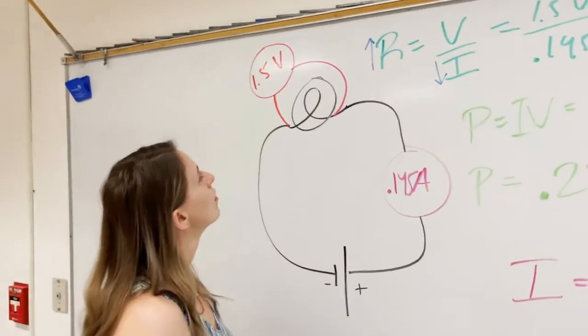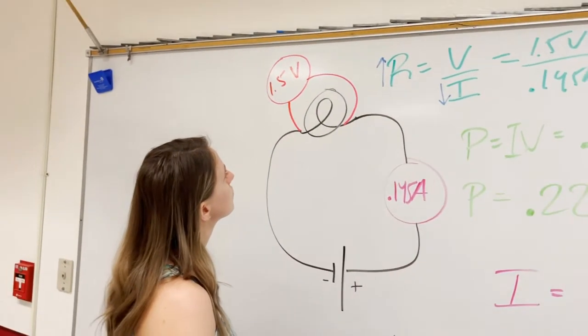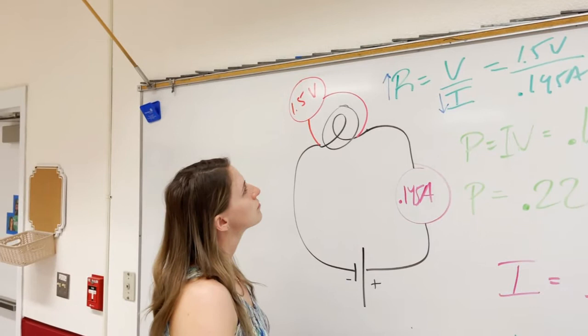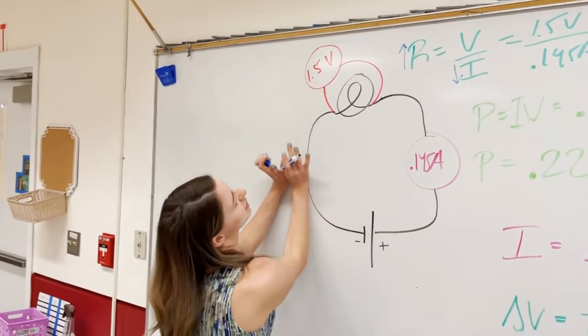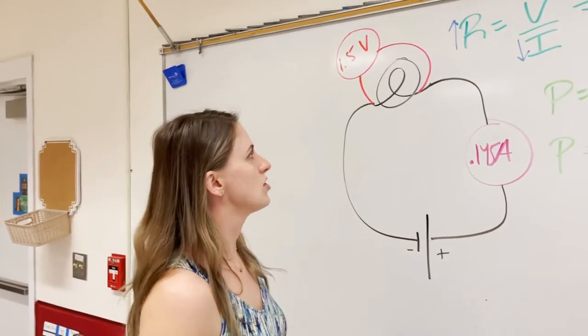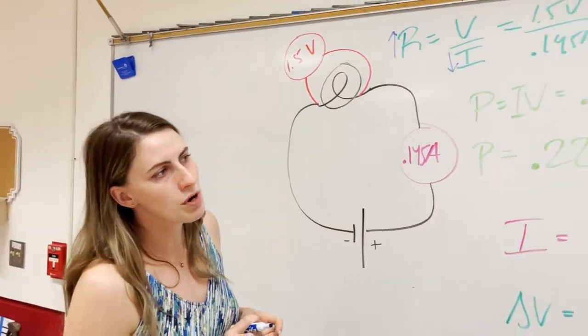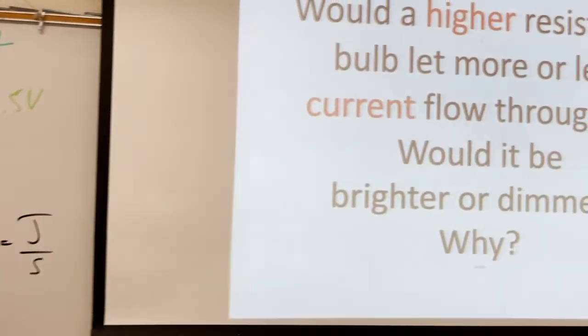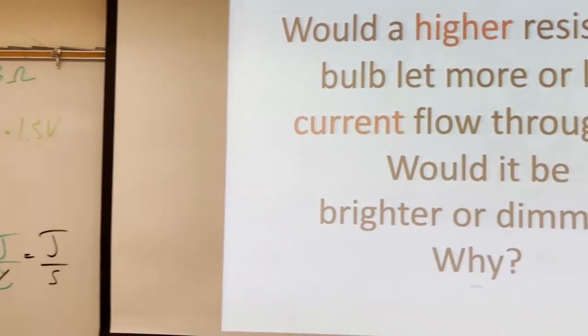Yep, for the same voltage, you got 1.5 volts across it. Resistance is how hard it is for current to flow through something. It's like it's easier to run through air than it is to run through water. Okay, so that makes sense, right? Would it be brighter or dimmer? So if it's got less current, would it be brighter or dimmer?